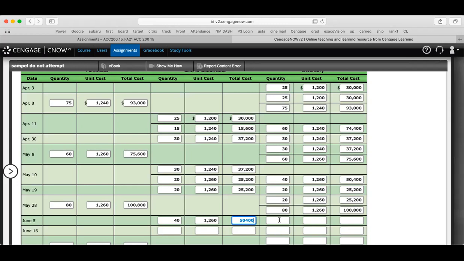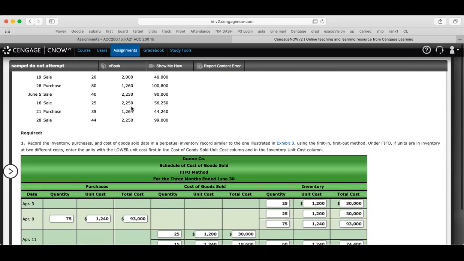By the way, the 1260 prices were the same. So if my balance was 80 minus 20, then I'm going to have 60 left over at 1260. So 60 times 1260 is going to be 75,600. It's my balance now. June 16th.